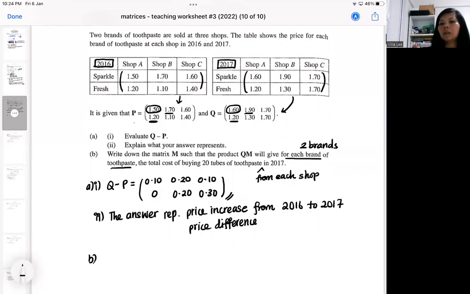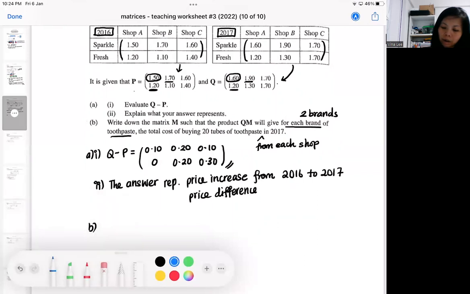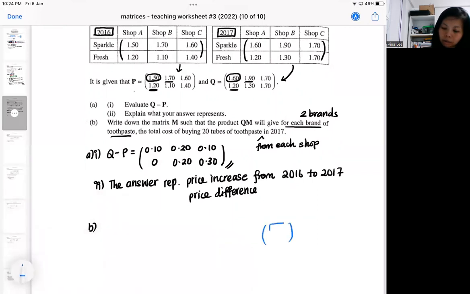So you might need to think what is the matrix that you are trying to get. In a way, I'm trying to get something like this. This is Sparkle, and then Fresh. I need to find the total cost of 2 brands. So I must end with a 2 times 1 matrix.